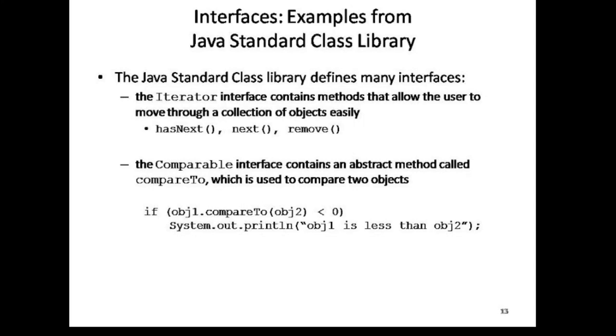The comparable interface contains an abstract method called compareTo, which is used to compare two objects. If you want to compare two objects, then you can use the compareTo function provided inside the comparable interface. If we want to implement this comparable interface in our class, then we have to give the definition of compareTo. For example, if object1.compareTo(object2) is less than 0, then we print as output that object 1 is less than object 2.